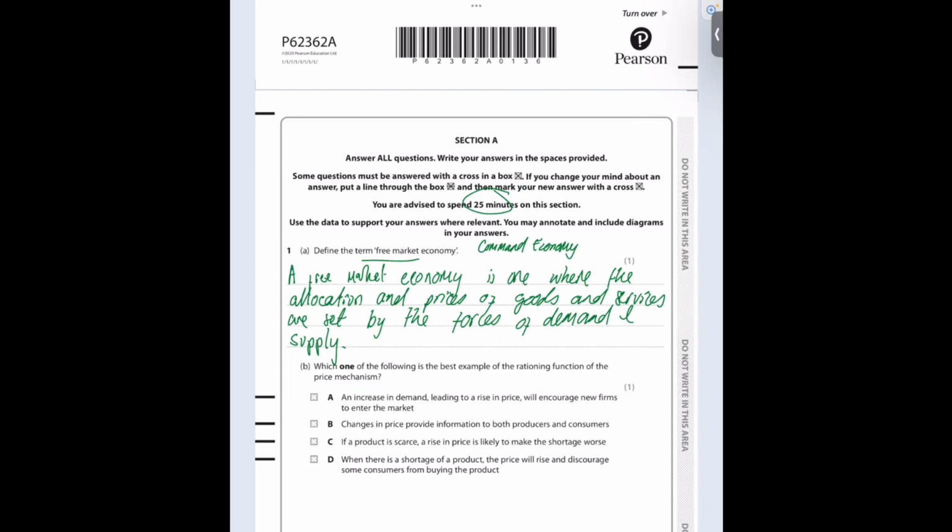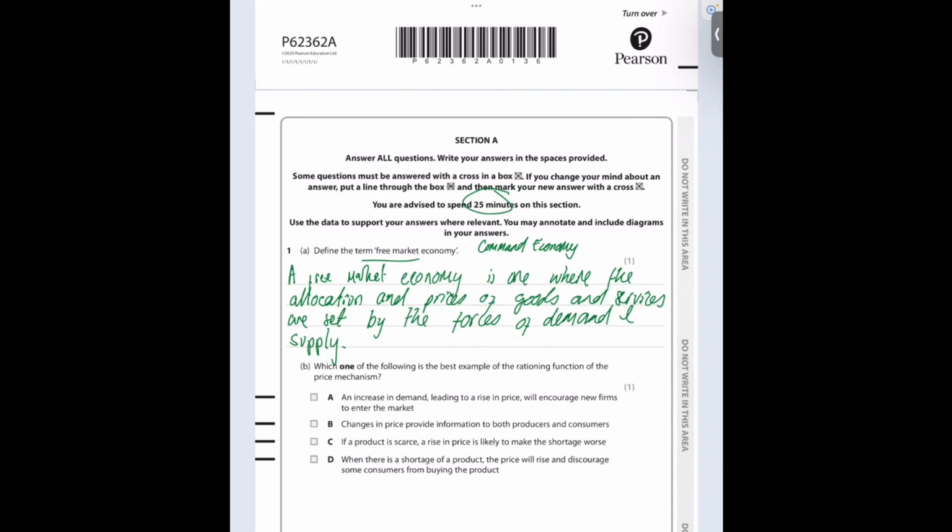Okay, which one of the following is the best example of the rationing function of the price mechanism? So rationing function is trying to make sure that you can distribute appropriately some kind of scarce resource potentially. So, you hear about rationing in the Second World War for bread, butter, those kinds of essential goods. So which one of the following is the best example of rationing function of the price mechanism?